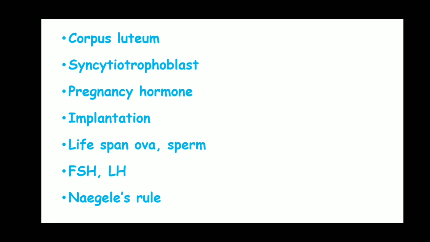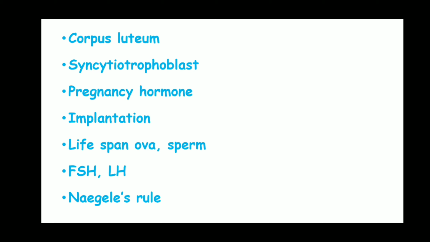Lifespan of ova and sperm: it's around 24 hours for ova, and for sperm it is 48 to 72 hours. FSH, LH. What is the significance of these? These are two main hormones in the menstrual cycle. The Graafian follicle maturation is done by the FSH, and LH is responsible for the release of ova. These are very frequently asked questions.